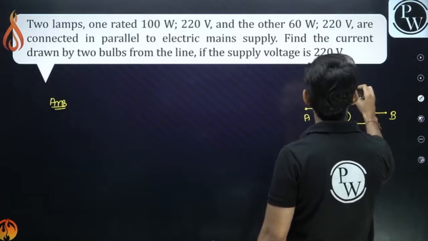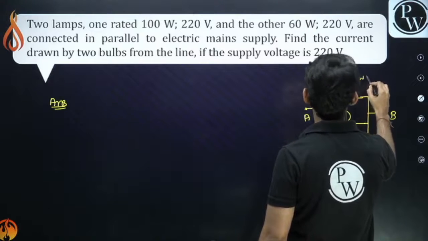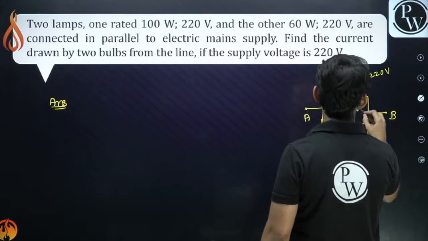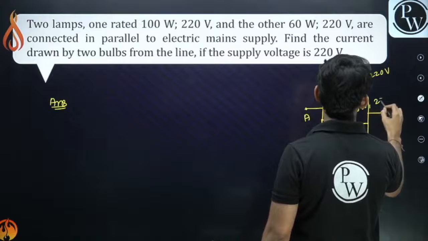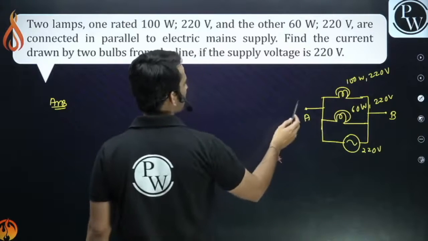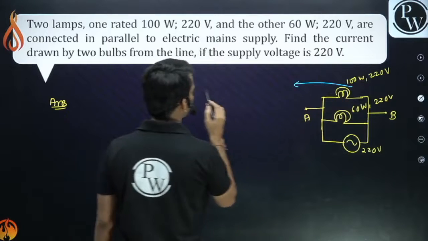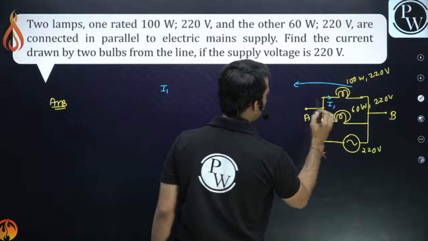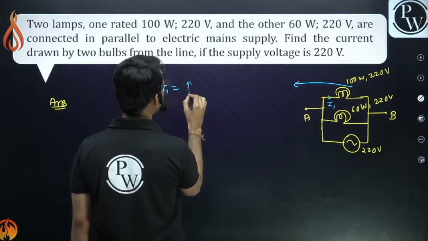We have a 100-watt bulb and voltage is 220 volt. This is a 60-watt bulb and voltage is 220 volt. You have to find the current drawn. So guys, can I calculate the current here, I1, for this bulb? I1 is what? I1 is P upon V.